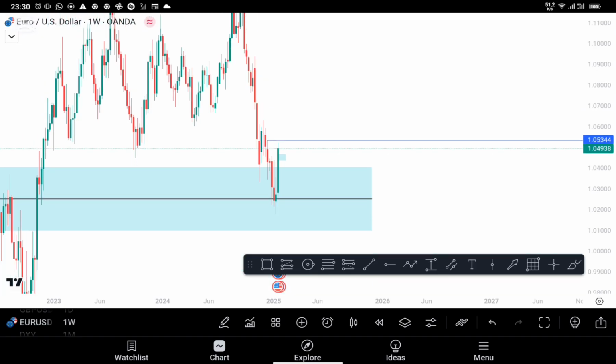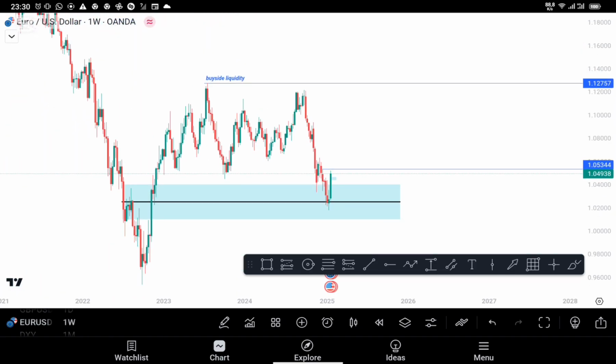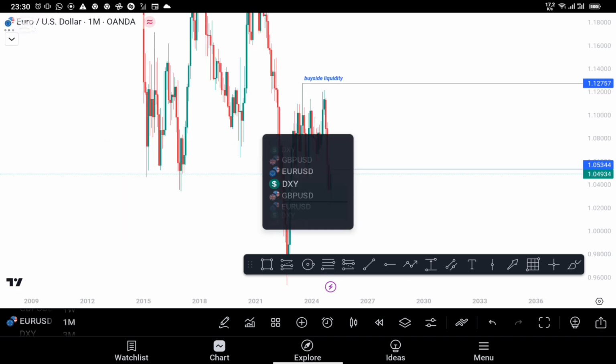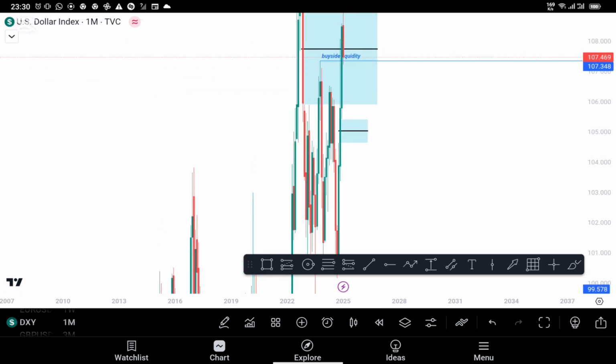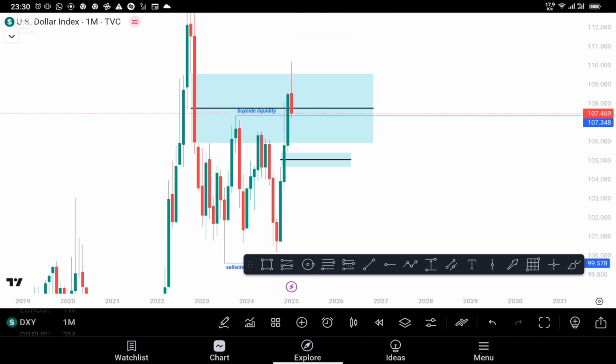Okay, we are looking at Euro USD and the dollar. I'm going to start with the dollar. I was busy breaking down the dollar earlier on. When we're looking at the dollar, we see that the dollar was consolidating on a monthly, and then after it consolidated, it spiked up, taking buy side liquidity while fully balancing that imbalance, and then the market rejected after rebalancing that imbalance.